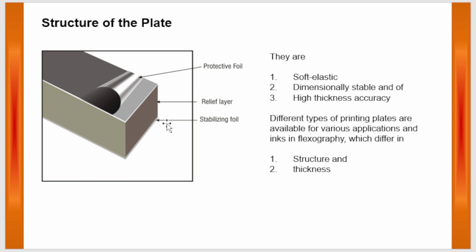Here is the structure of the plate. It contains protective foil, relief layer, and stabilizing foil. They are soft, elastic, dimensionally stable and have high thickness accuracy. Different types of printing plates are available for various applications and inks in flexography, which differ in structure and thickness.